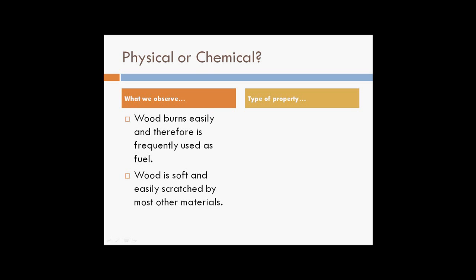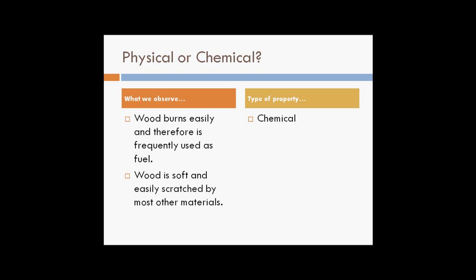Okay, so now we've got wood burns easily and is therefore frequently used as fuel. So would that mean it is a chemical or physical? If you said chemical, you would be correct, because this is talking about the flammability of wood. It is very flammable. It is inflammable, in flames.